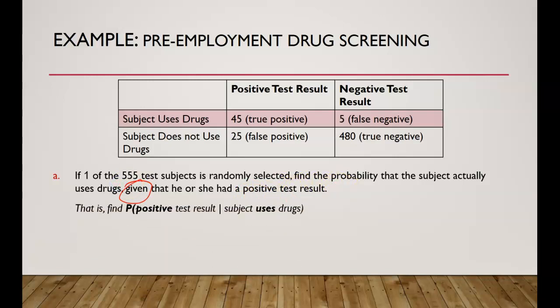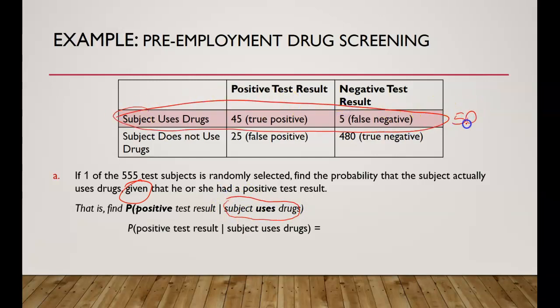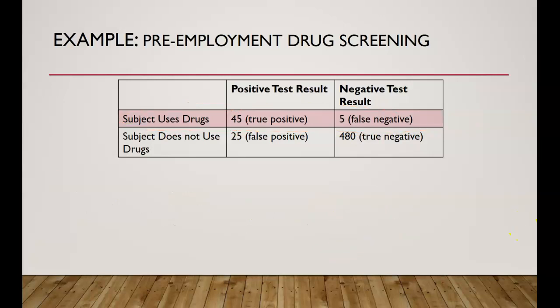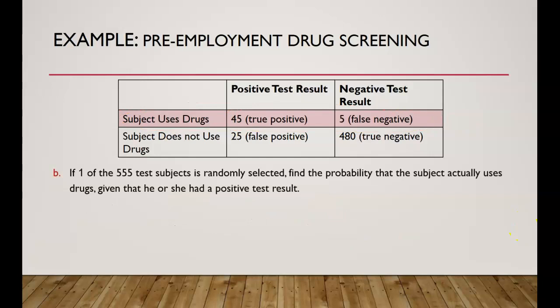That is, we need to find the probability of subject getting positive test result given that subject uses drugs. So we are only going to be looking at the subjects who use drugs. There are 50 subjects who use drugs. Out of those 50, 45 have positive test results. Therefore, probability of someone getting positive test result given the subject uses drugs is 45 out of 50, which is 0.900.